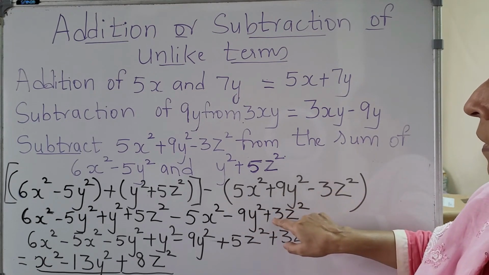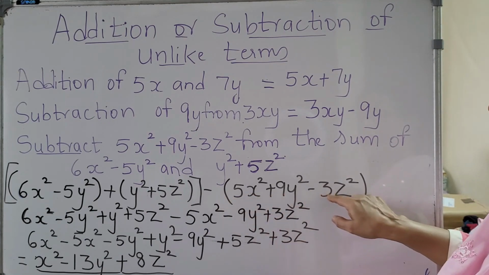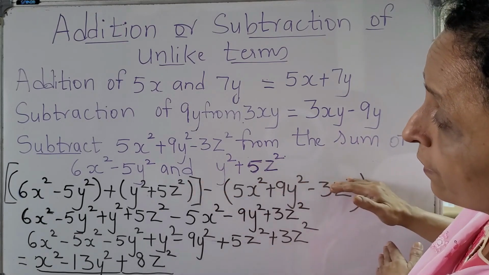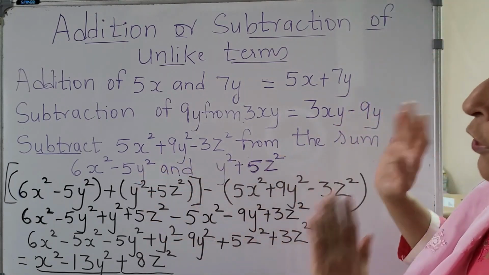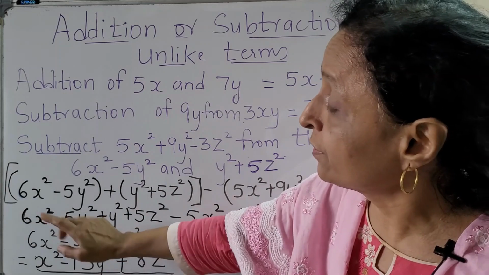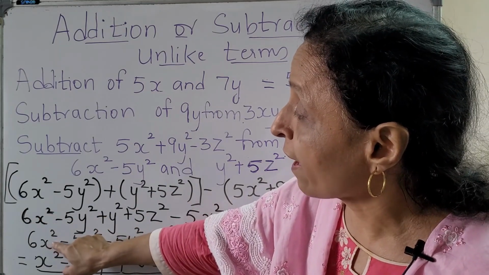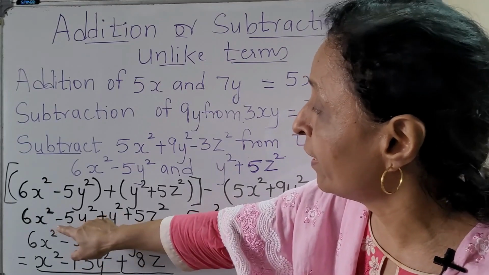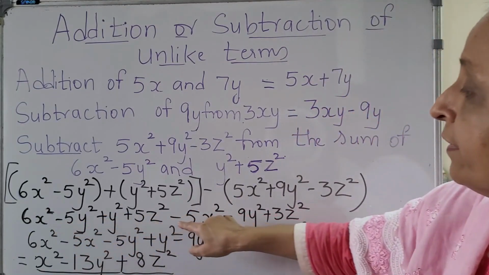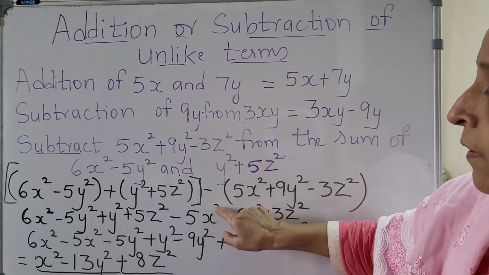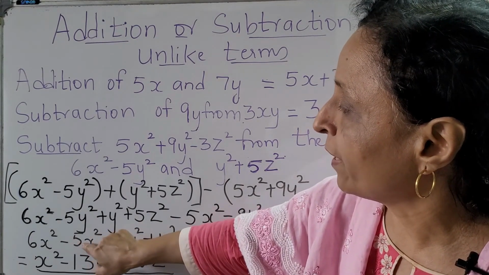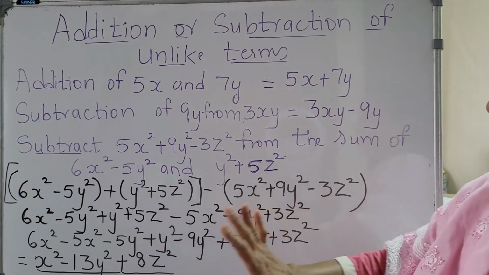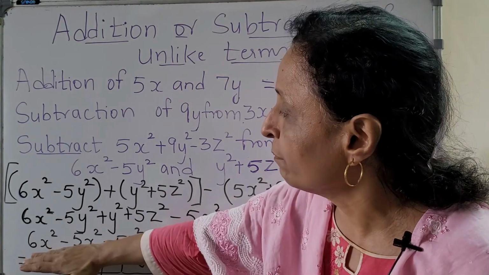This minus will become plus. So minus minus plus 3z square. You have written everything together. Now the terms which are the same, x square: find out where x square is. Here, minus 5x square. So now you have written minus 5x square. Now is any other x square there? No. All the x square has come together.